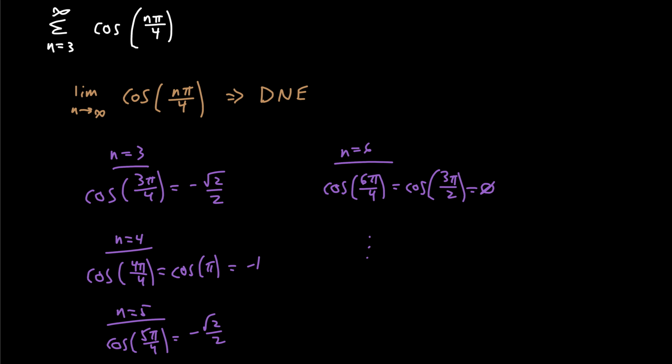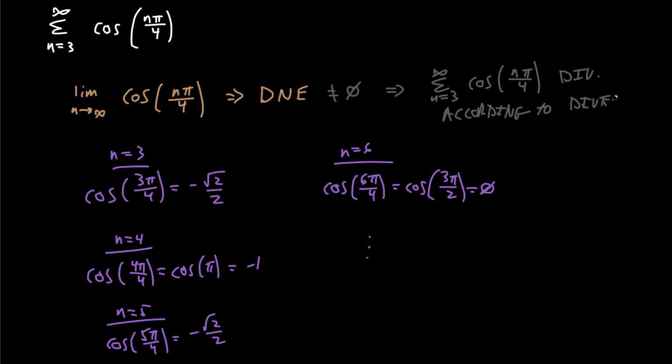In terms of the nth term test or the divergence test, what does that mean? Well, when the limit does not exist, technically it means that it's not 0, right? Because if it was 0, we would have known that it was equal to 0. So does not exist is not equal to 0, and therefore our series, summation from n equals 3 to infinity of cosine n pi over 4, is going to diverge according to our divergence test.